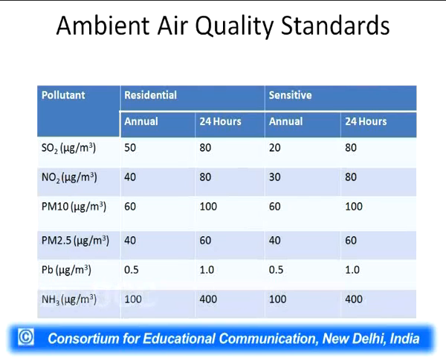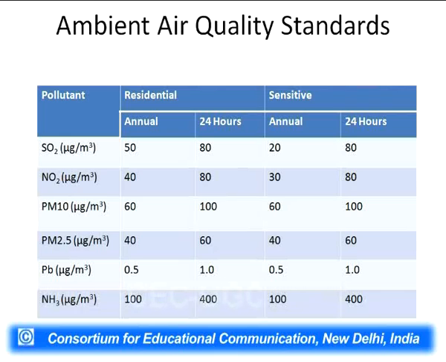Sulfur dioxide's annual average in residential area is 50 microgram per meter cube. It is the maximum limit actually, it should be 50 microgram per meter cube, and in sensitive area it should be 20 microgram per meter cube. As far as the 24 hours average is concerned, it should be 80 microgram per cubic meter in residential area, and similarly 80 microgram per meter cube in sensitive area. As far as NO2 is concerned, its annual concentration in residential area should not be more than 40 microgram per meter cube, and it shouldn't be more than 30 microgram per meter cube in sensitive area, while it can be a maximum of 80 microgram per meter cube as far as the 24-hour average is concerned. It can be 80 microgram per meter cube in residential area, and in sensitive area too it can be a maximum of 80 microgram per meter cube.